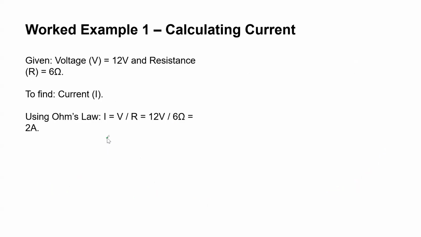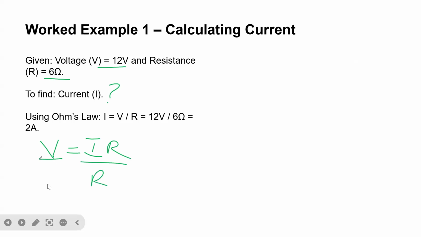So now let's look at some examples. Calculate an electric current. Here we are going to calculate an electric current, and we are given a voltage of 12 volts and a resistance of 6 ohms. To calculate the current, which is the unknown, we have V is equal to IR. So we can make I the subject of the formula by dividing both sides by R.